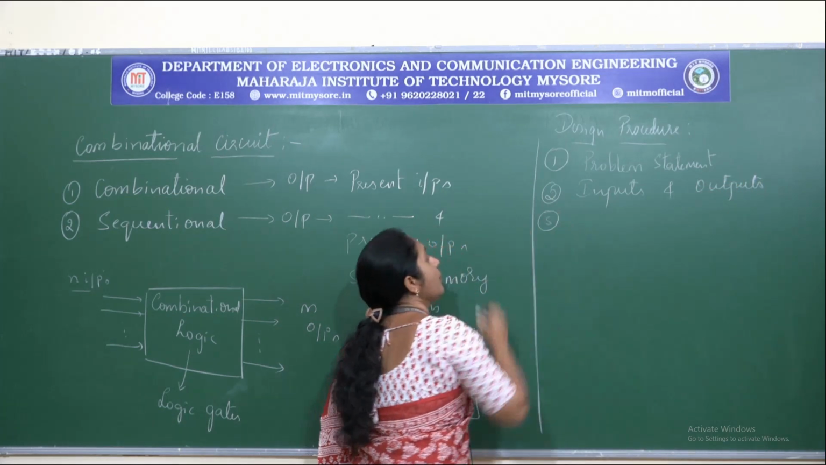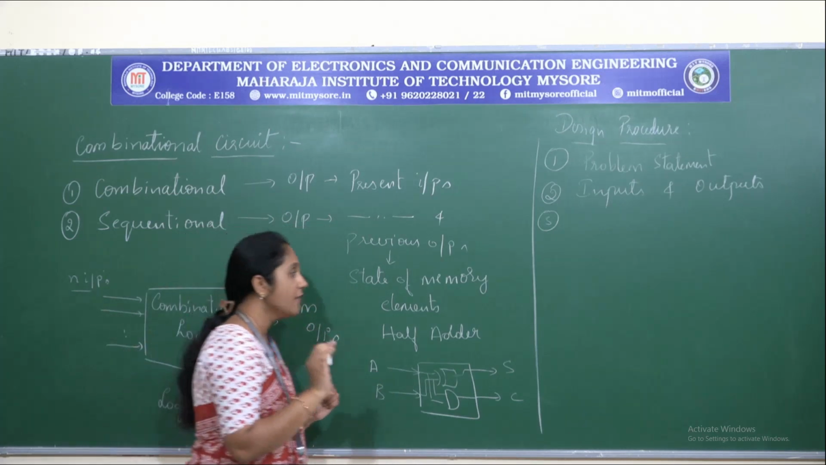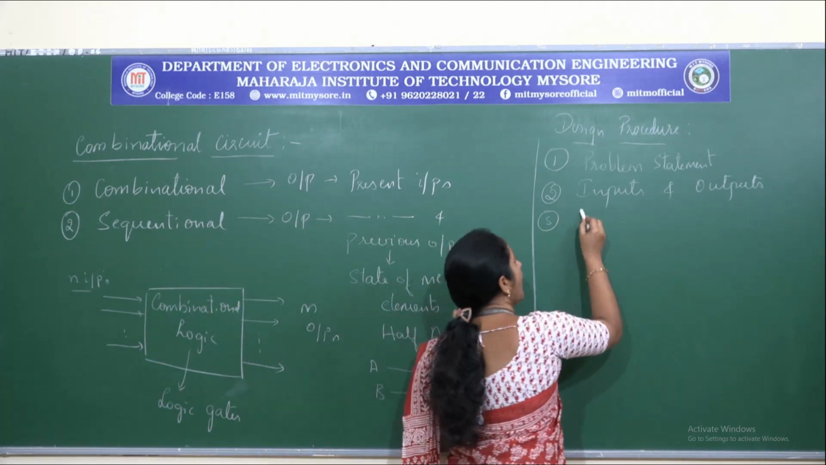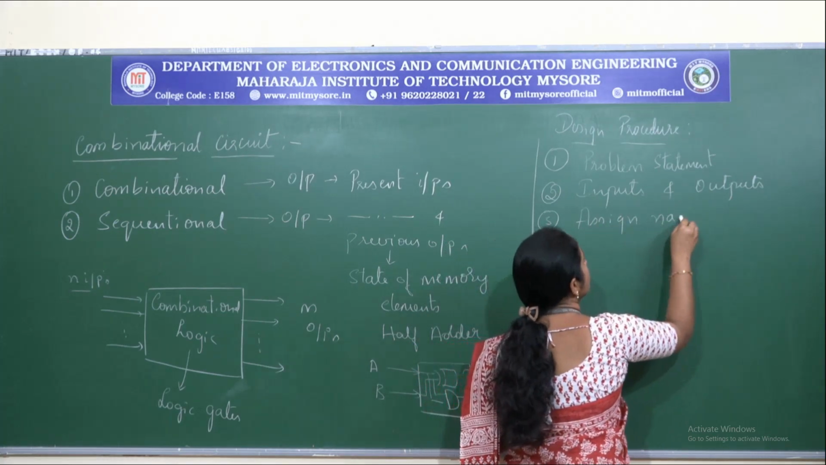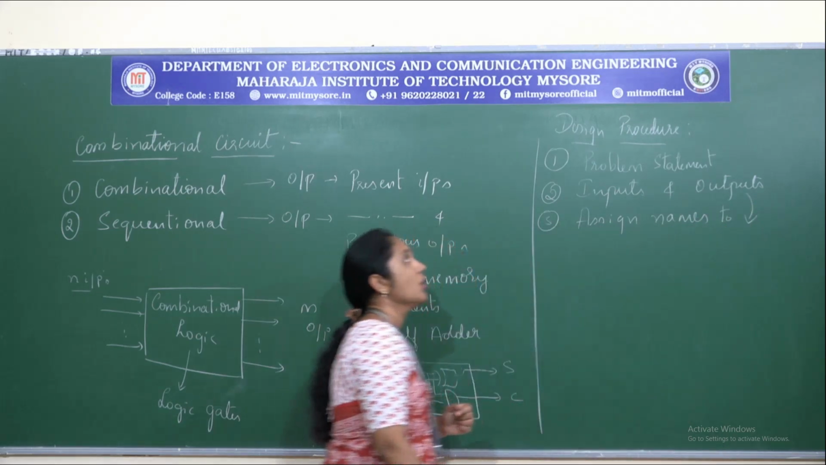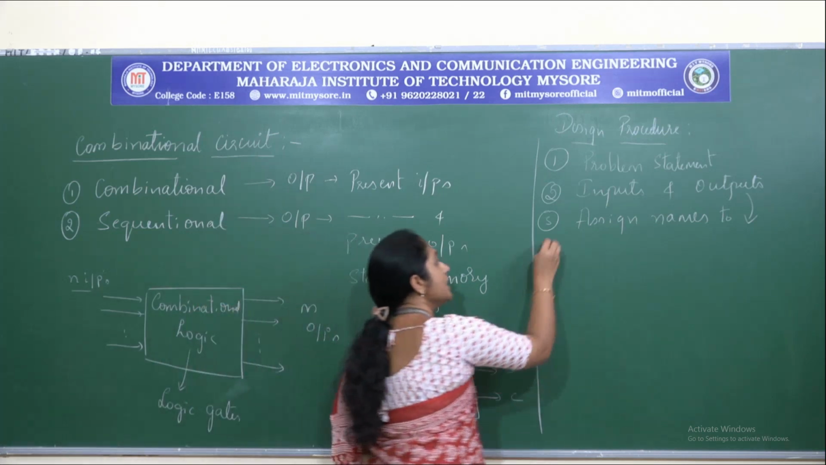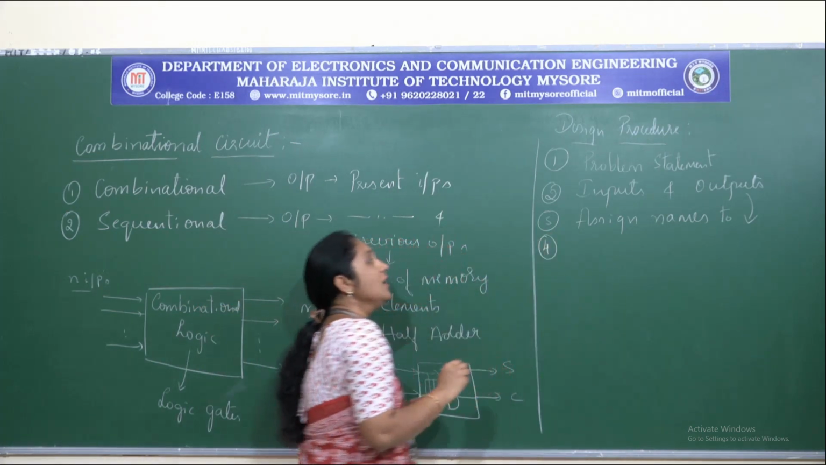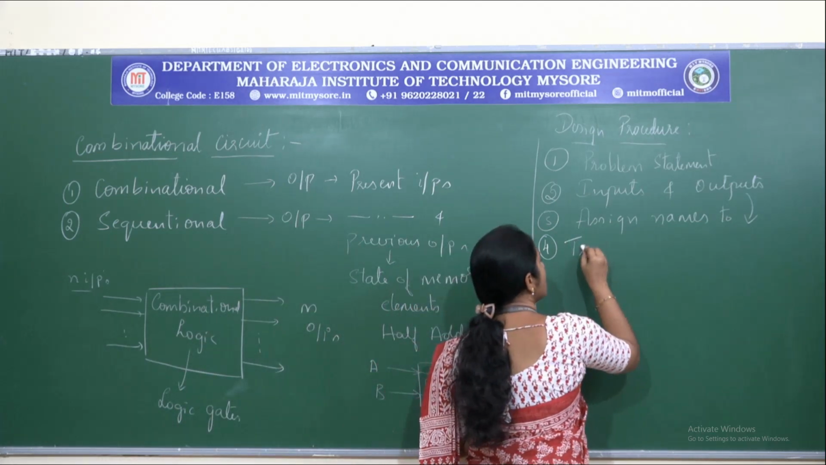Next, third step is to assign some variable names. Usually we assign some variable names to inputs and outputs. This is the third step we follow. After this, we are going to write the truth table. So what is a truth table?